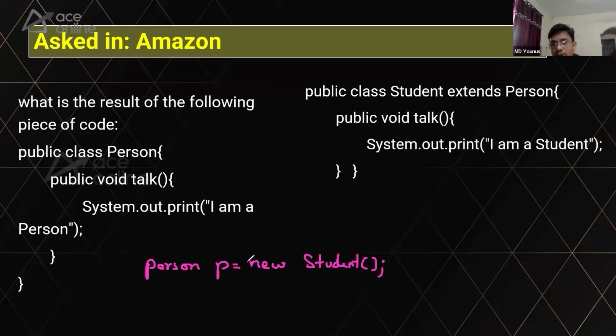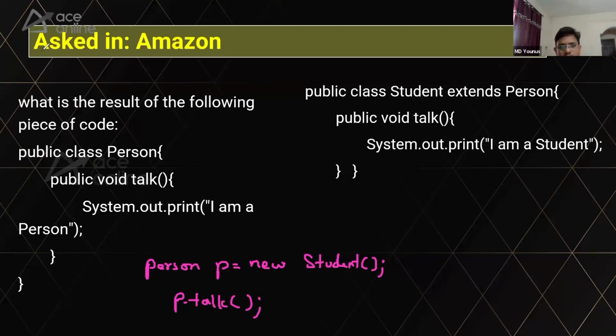Okay, so I will tell you what is the advantage of this. But first question here is, which object am I making? Person object or student object? Which object am I making in this line? And if I say p.talk, now tell me which talk will get called? Child, okay, parent. I'm getting mixed answers.